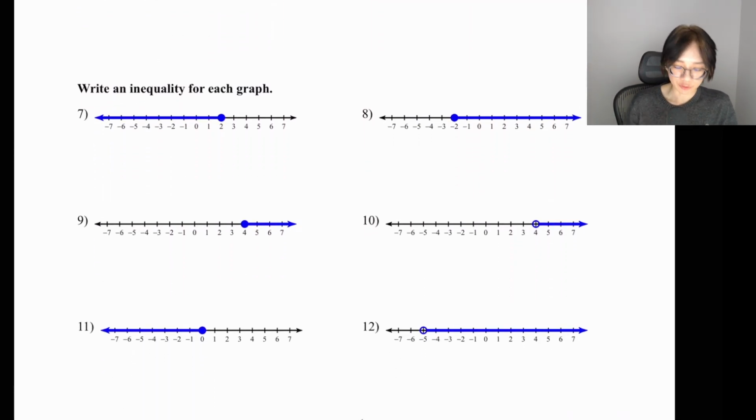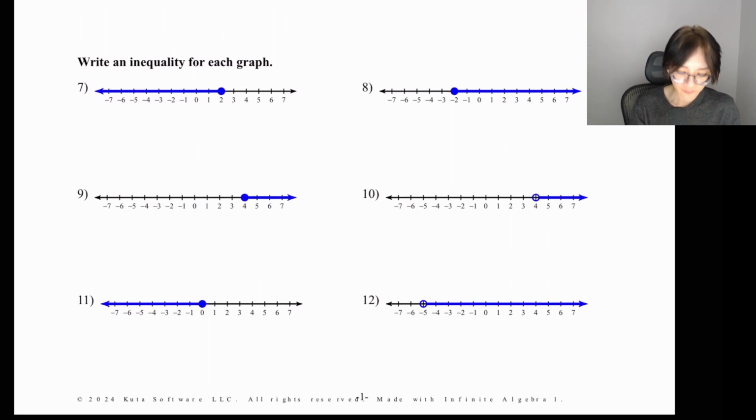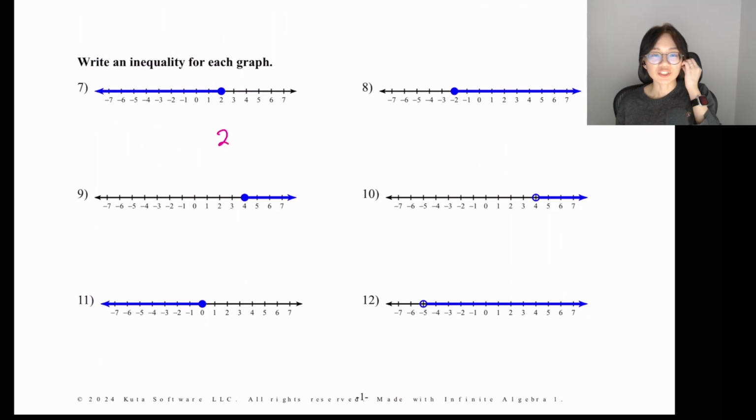write an inequality for each graph. What we're going to be doing, where does the number line start? Here, it starts at 2. Is what is shaded in less than 2 or greater than 2? Everything that's shaded in is less than 2, which means less is the bigger number.